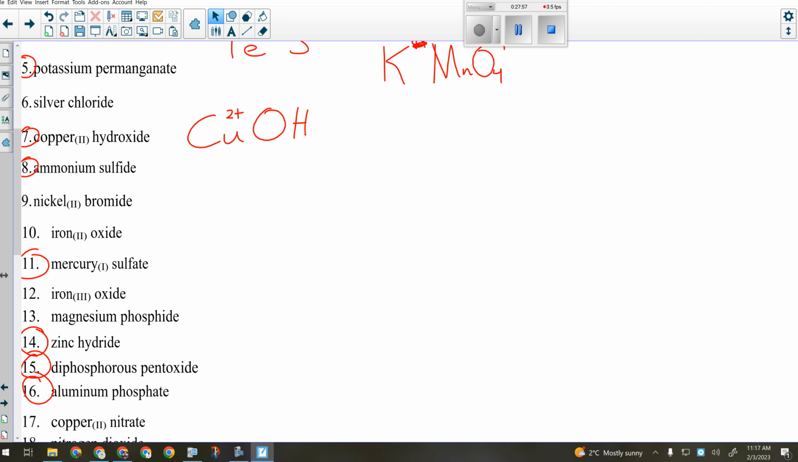All right, it's OH and it's -1. So when I drop and swap, the 1 is gone. I put brackets here with a 2 outside the brackets, so that it's showing 1 copper and 2 hydroxides.